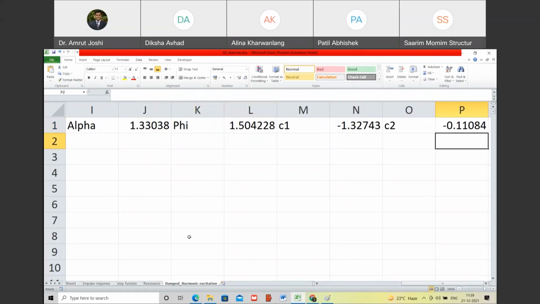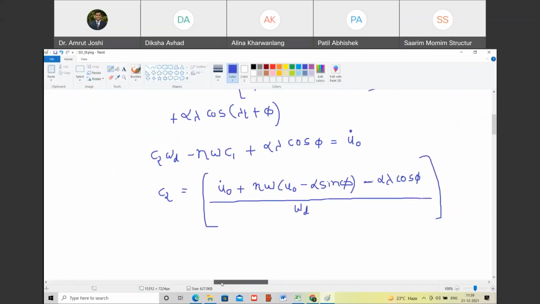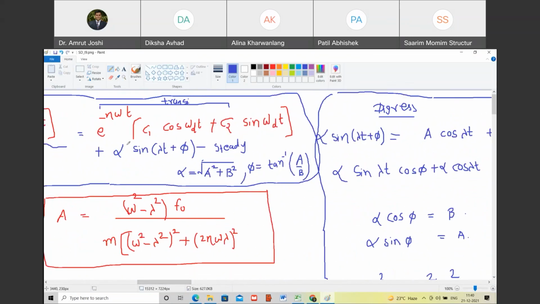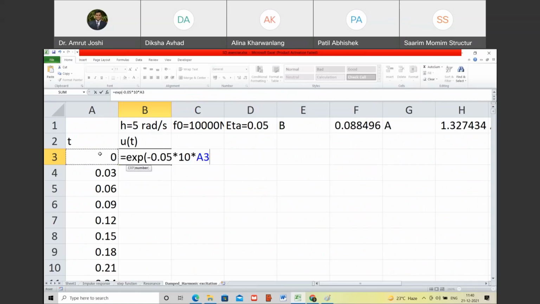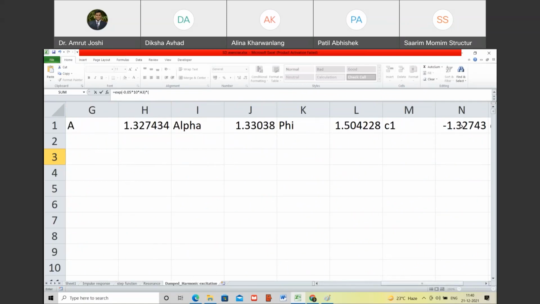So we have got values of C1 and C2. Now let us try to write down the response. U of t is equal to, say, e raised to minus eta omega t. So exponential minus 0.05, omega is 10 multiplied by t. This exponential e raised to minus eta omega t is multiplied by C1. So what is the value of C1? This is C1.